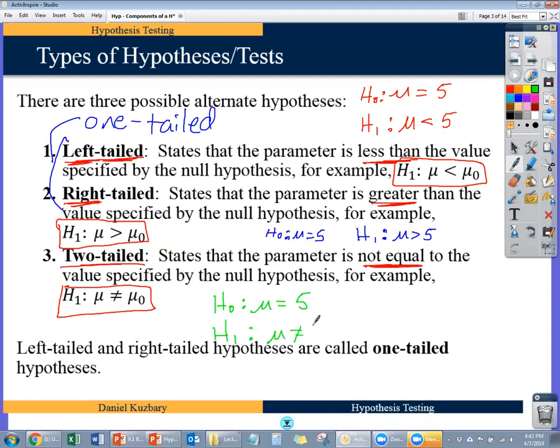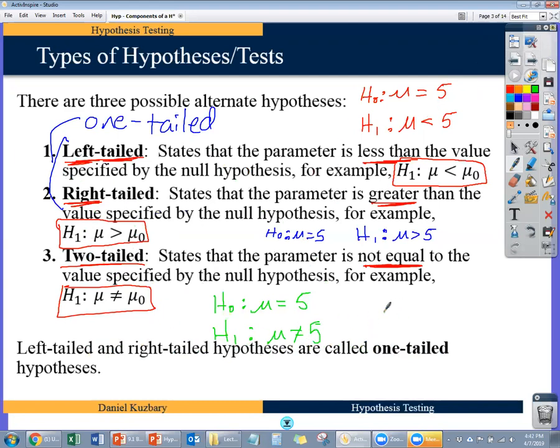And the reason this is called a two-tailed test is because here you're going to say it could be bigger than 5 or less than 5. So right tail or left tail. It could be bigger or less. We're just saying it's not equal to. Here you're only saying it's less than, so that's where the left tail comes from. Here you're only saying it's greater than, that's where the right tail comes from. Here you could say, well, it could be either one. It could be greater than, it could be less than. And a good way to say it could be greater or less is to say it's not equal. So that's where the two-tailed comes from. There's the one-tailed thing down there. So left-tailed and right-tailed are called one-tailed hypotheses.